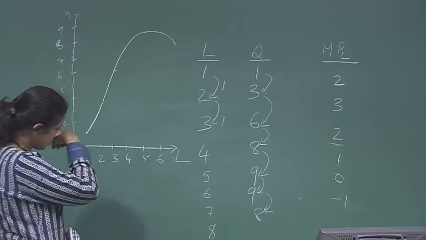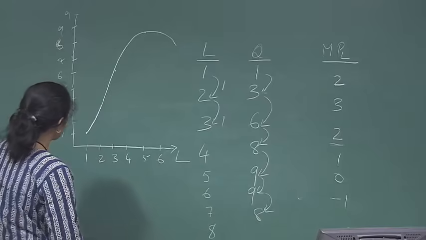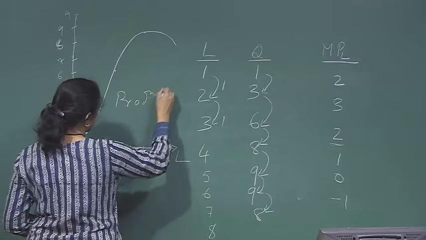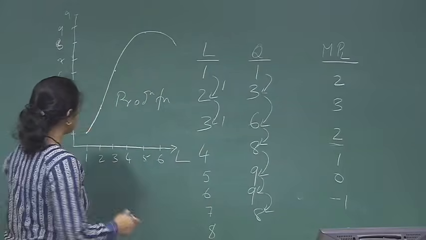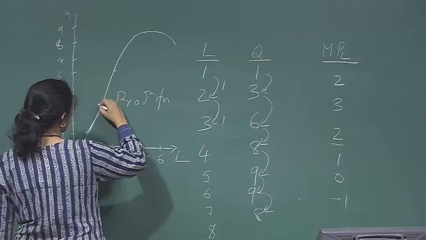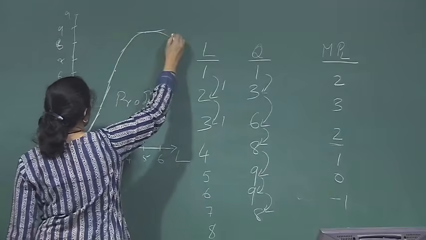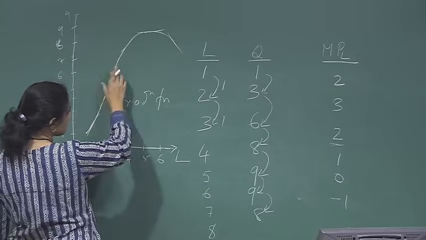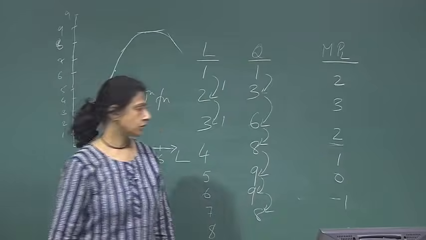So the production function looks like this, and what does the marginal product look like? Firstly, the marginal product is the slope of this curve at every point. So this is the slope of the curve at different points, and we are going to see that the slope actually initially increases, then becomes constant, and then decreases.